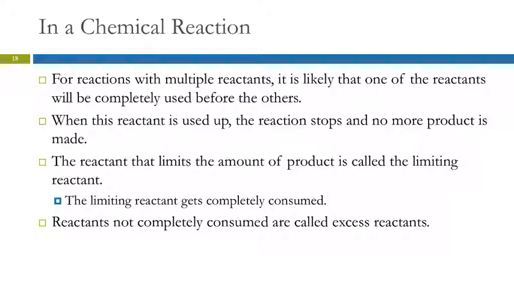Just like baking, cooking in the kitchen, in a chemical reaction, it's very likely that one of the reactants is going to get used up and that there's extras of the rest. Once that reactant gets used up, no more products are made. Just like with the pizza. Once you're done with the sauce, you can't make more pizzas. So the reactant that limits the amount of product is called the limiting reactant, and that limiting reactant gets completely consumed. The reactants that are not completely consumed are called excess reactants. So those are the ones you have extra of.